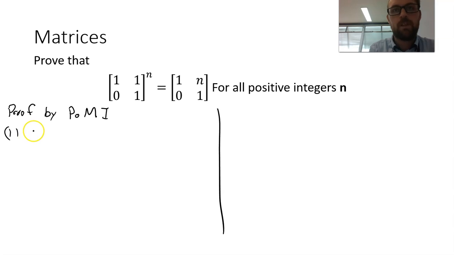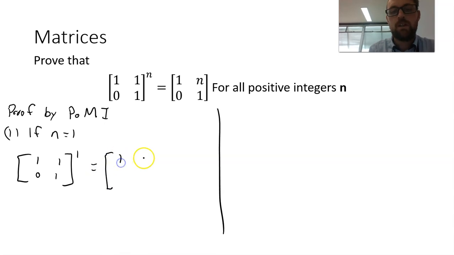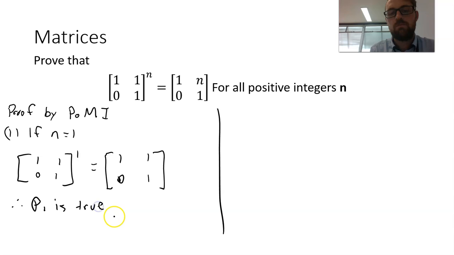But for 1, if n equals 1, what we get is [1, 1; 0, 1] to the power of 1 equals [1, 1; 0, 1]. So we know that anything to the power of 1 is just itself, so it's going to be [1, 1; 0, 1], which equals this, which is true. So therefore, P of 1 is true. Okay, so we've done P of 1.